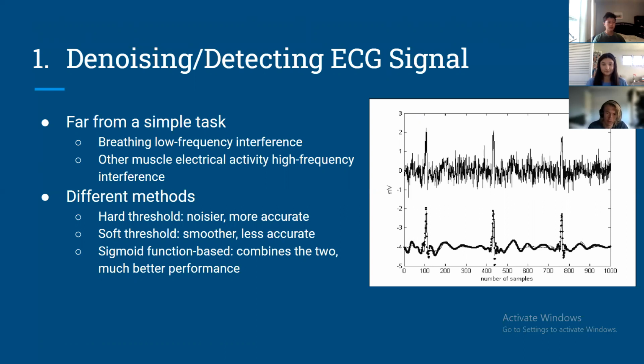And there are a few different methods of doing that. A hard threshold is just cutting out anything that oscillates too much. That ends up having a noisier end graph, but it's a little bit more accurate. The soft threshold, which will adjust its threshold as the ECG continues, produces a smoother graph, but is a little bit less accurate. And then a sigmoid function-based threshold combines the two, adds a little bit of algorithmic math, and that results in a lot better performance than either of those two.